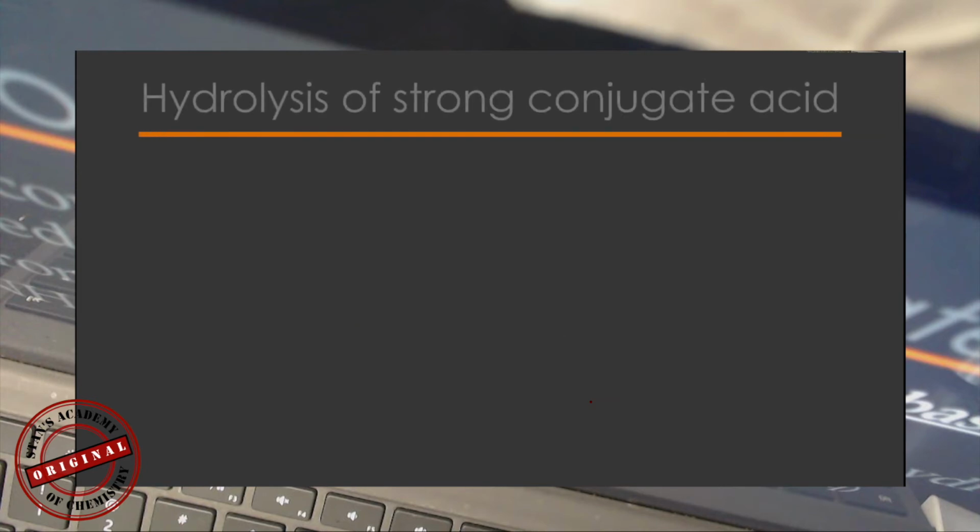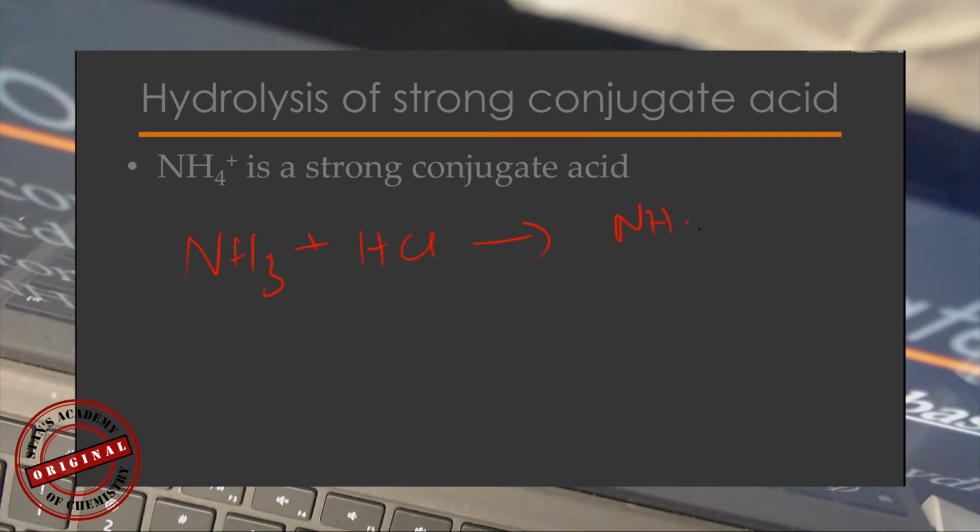Now we're going to look at hydrolysis of strong conjugate acids. NH4 positive is a strong conjugate acid. Okay, so we had seen earlier, we took this compound NH3 plus HCl will give you NH4 positive plus Cl minus. So this would be the acid, this would be the base. This is conjugate acid, conjugate base. Conjugate base here is Cl minus, so it's a weak conjugate base, therefore no hydrolysis. Okay, this does not undergo hydrolysis.